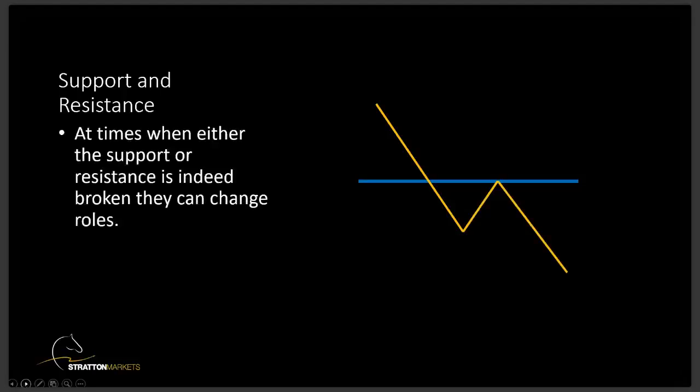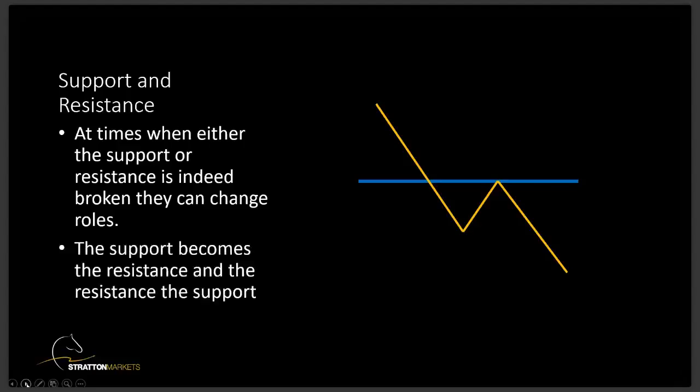Now, at times when either a support or resistance is indeed broken, they can change roles because look, the support and resistance, they're not there forever. Okay, they can change. So what tends to happen is that if it is indeed broken, they sort of swap their duties a bit. So the support becomes the resistance and the resistance becomes the support.